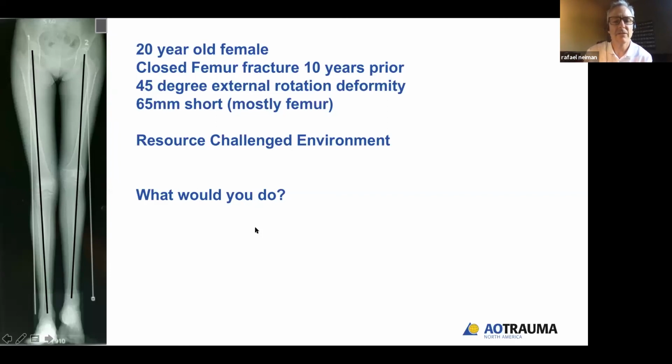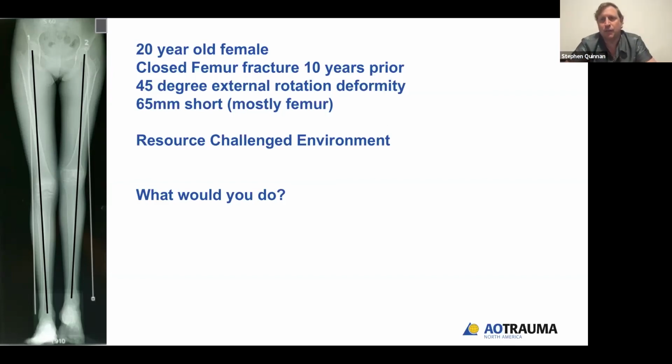Let's do this case. This is a patient that I met a couple times before I operated on her. This is in a Central American country where the resources are very challenged. She's 20, but at the age of 10, she had a femur fracture, and she ended up with a non-operatively treated, very short, externally rotated leg. So she walks with her leg out to the side pretty much. So we'll just ask Steve, in a resource challenged environment, what are your options and what would you do with this?